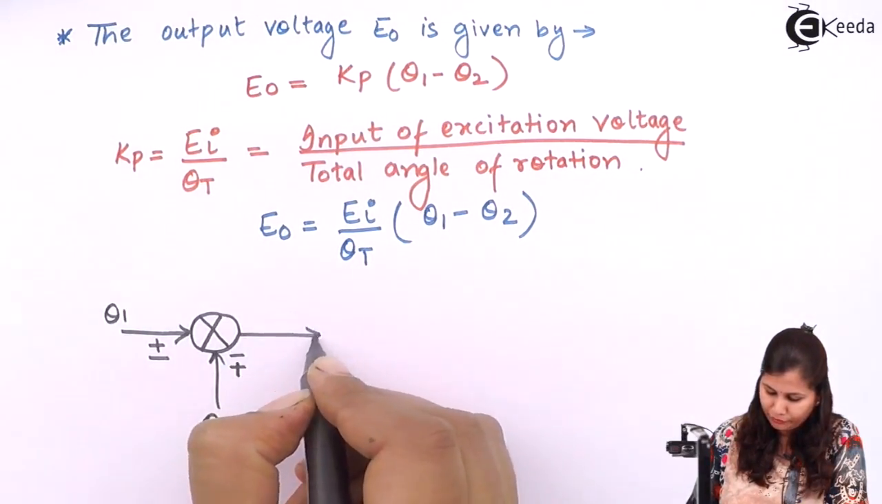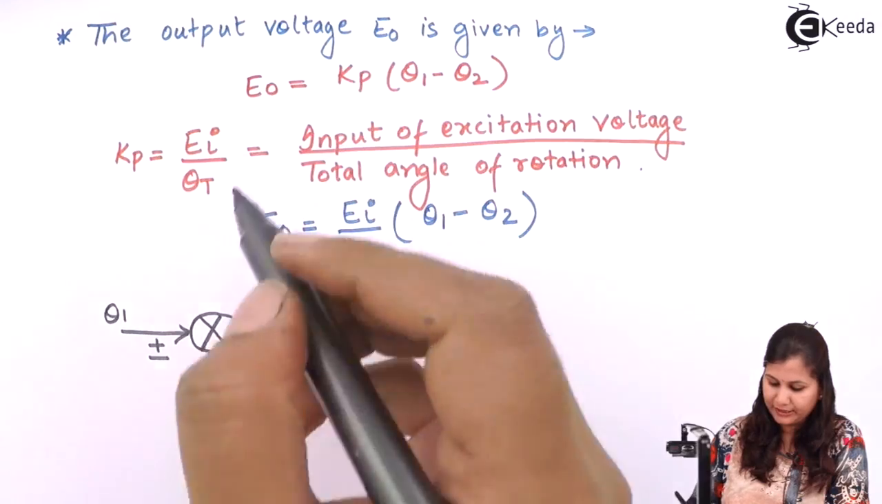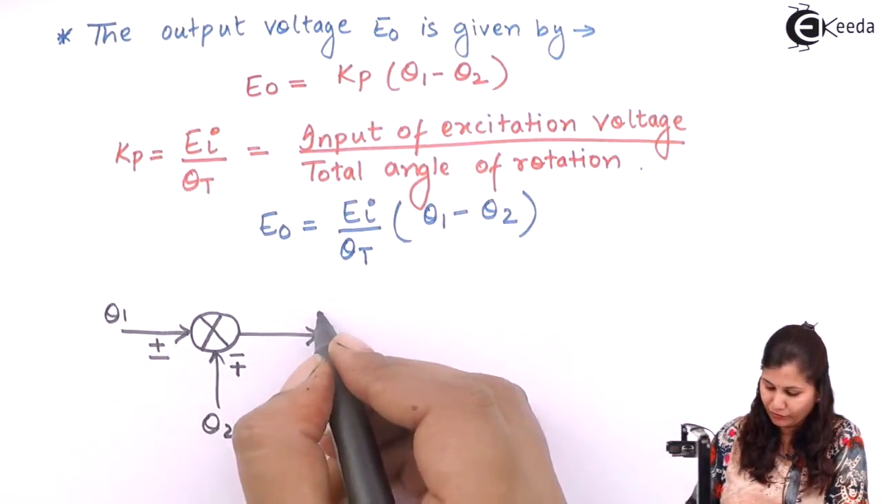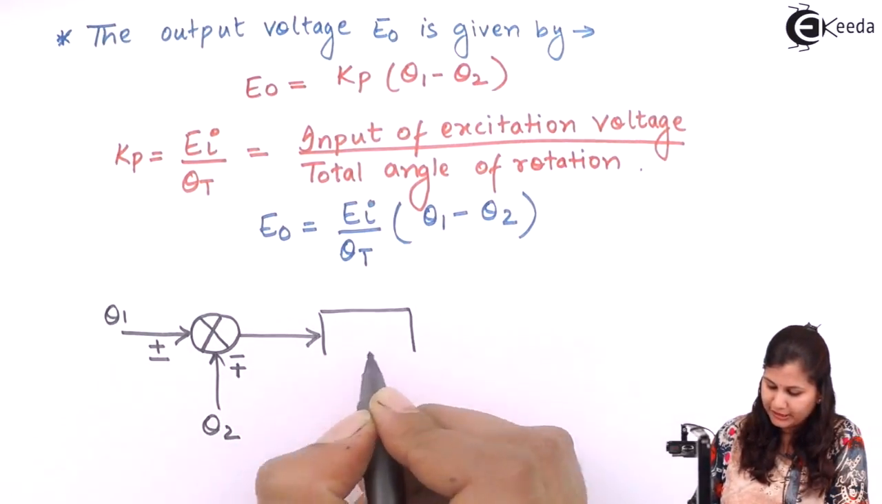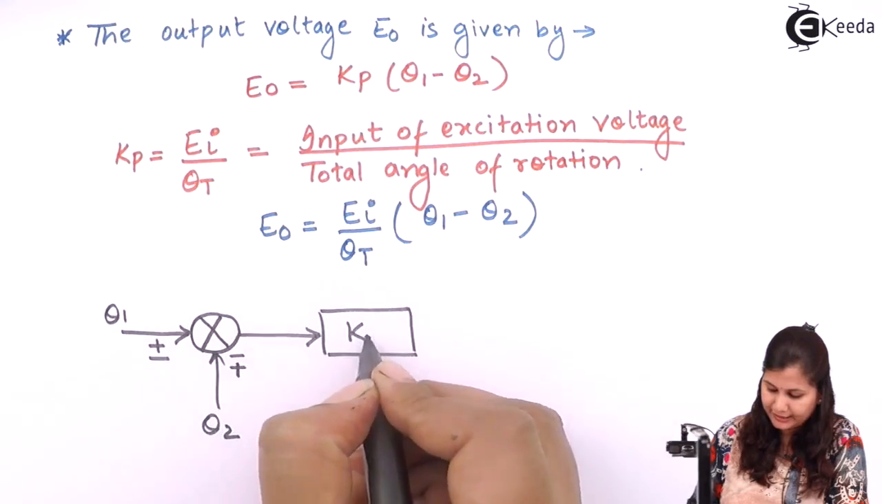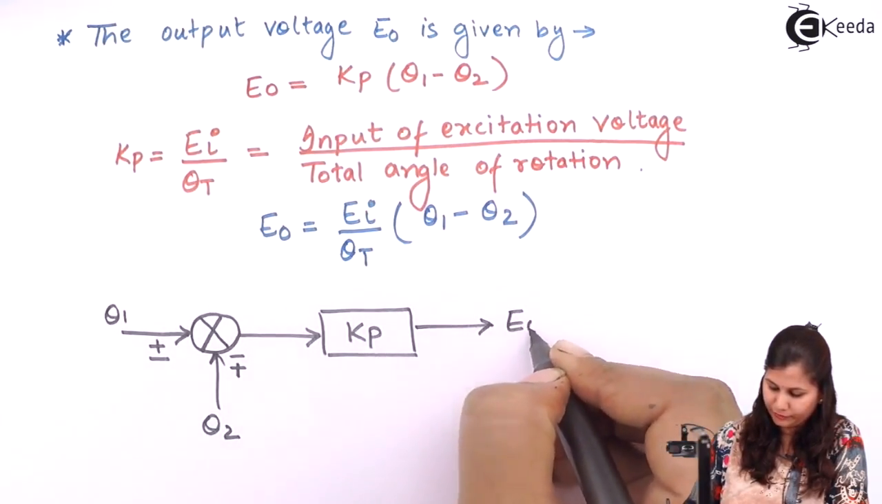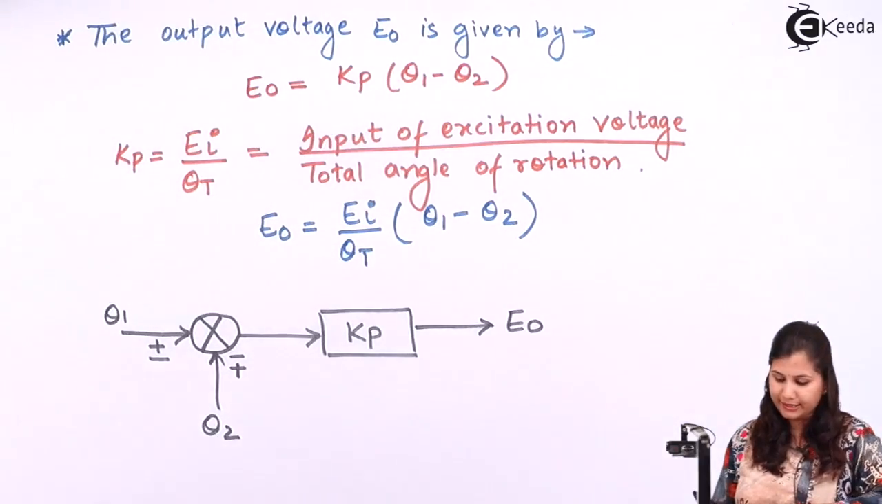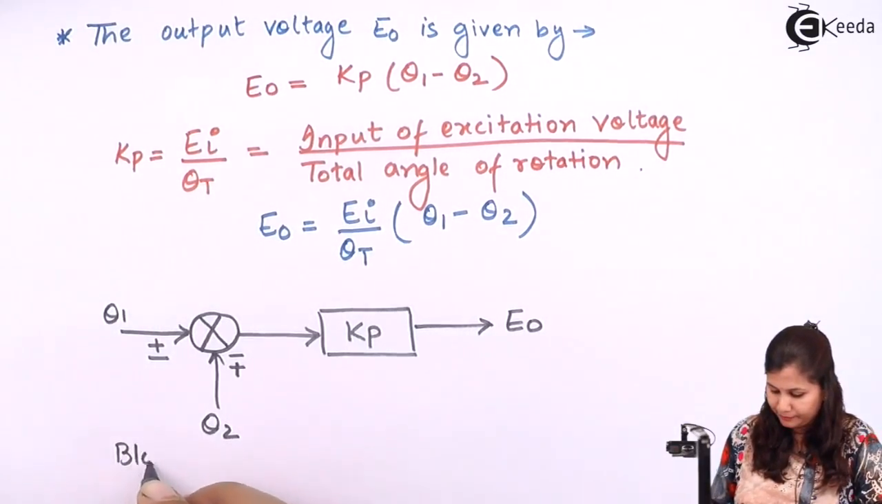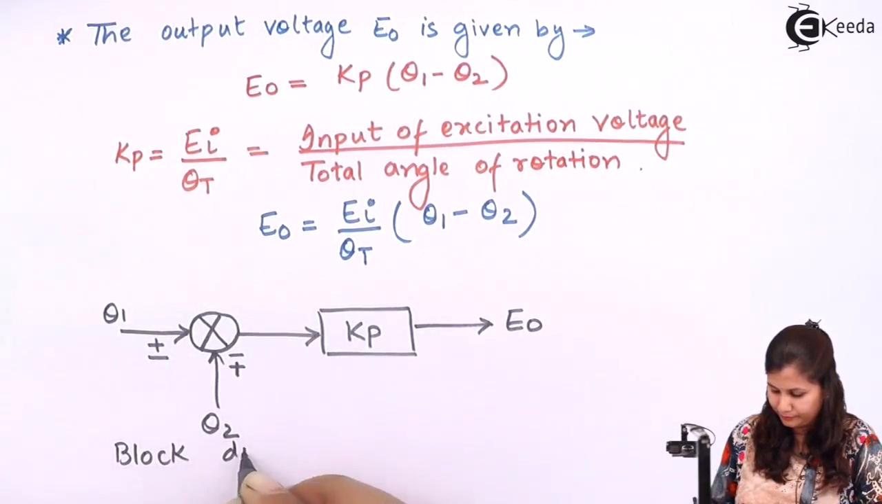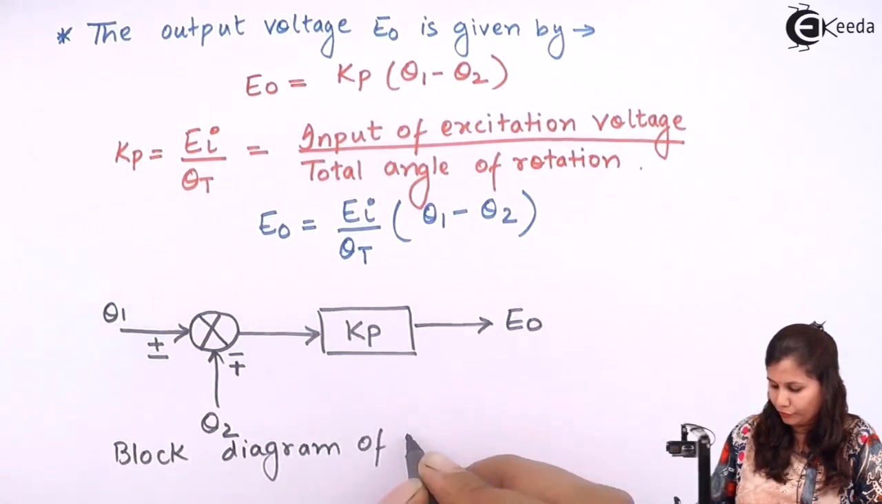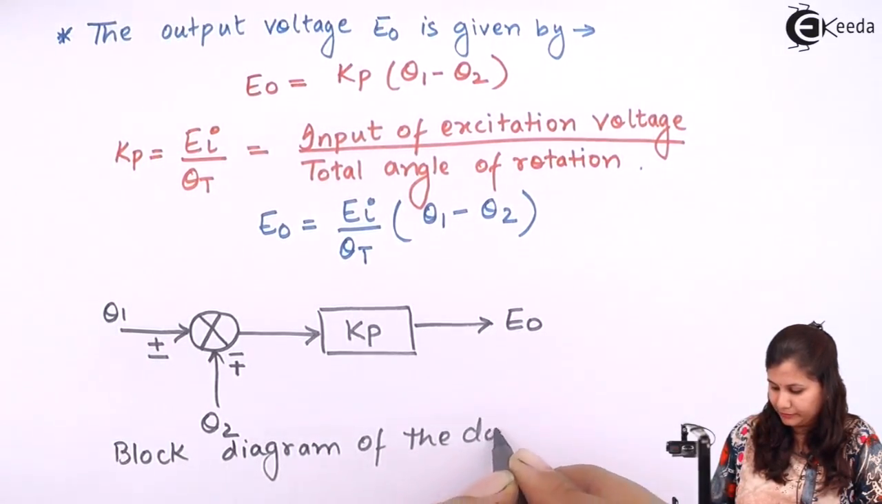Now this difference is multiplied with Kp, so we have a block which has the transfer function Kp, and the output is E naught. Okay, so this is the block diagram of the double-ended arrangement.